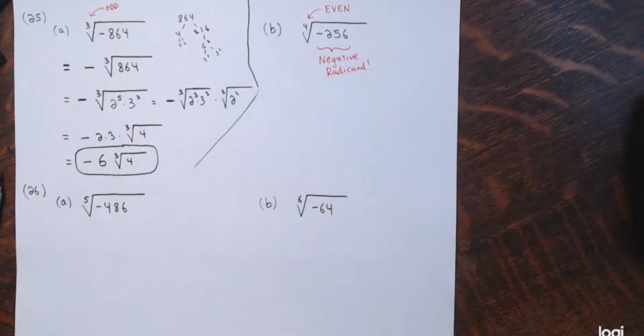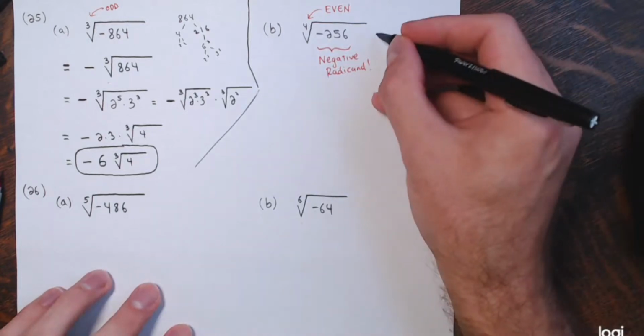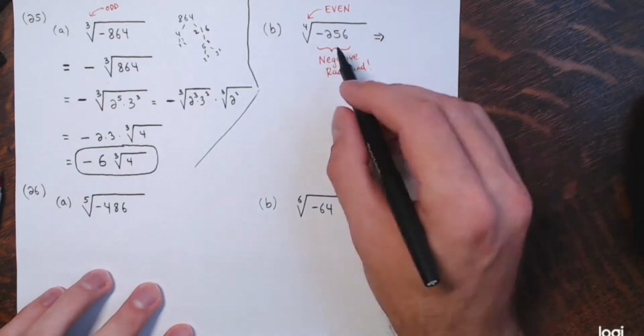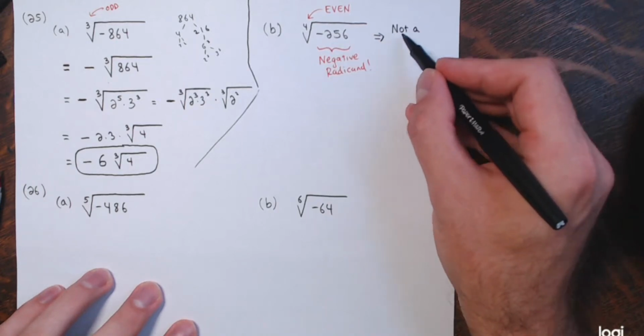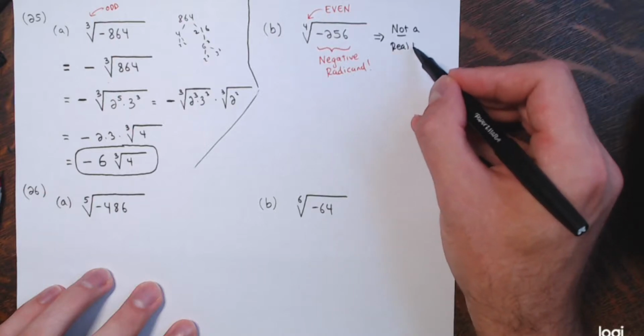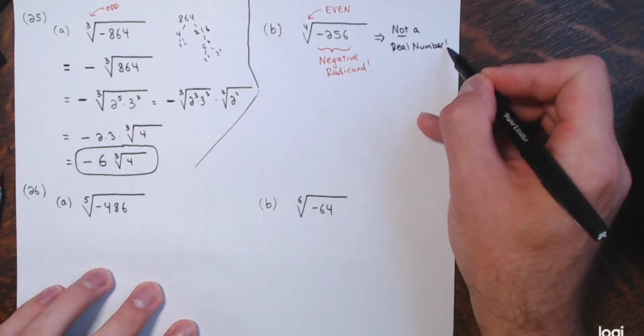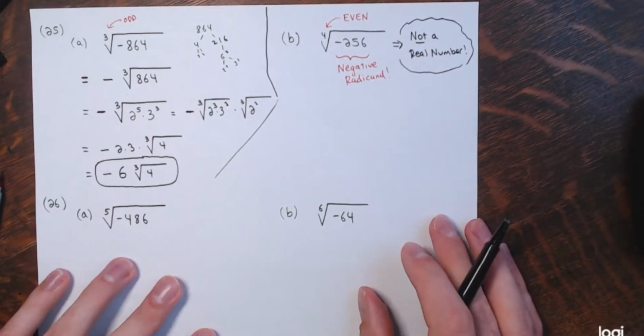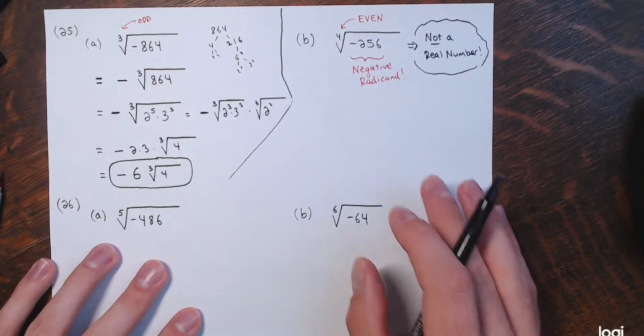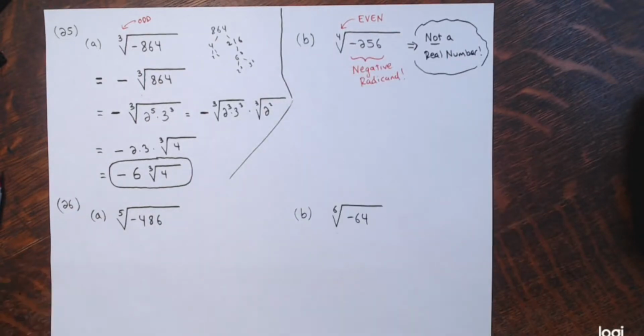And remember, when you're taking the even root, square root, fourth root, sixth root, etc., of a negative number, for the moment we're just going to simply say that this is not a real number. In later sections, later videos, we'll talk about imaginary numbers and how to express even roots of negatives as these imaginary numbers. But for right now, we're just going to simply say the even root of a negative number is not a real number. Very simple.